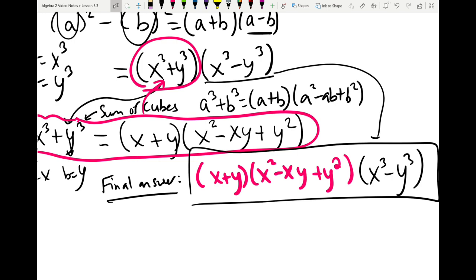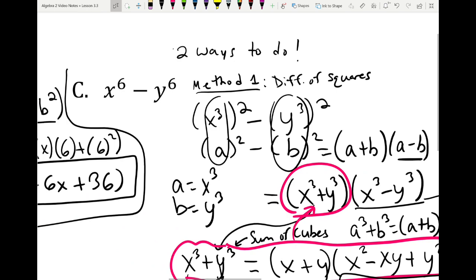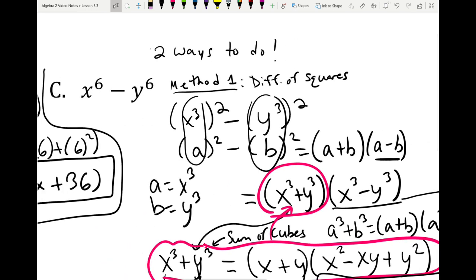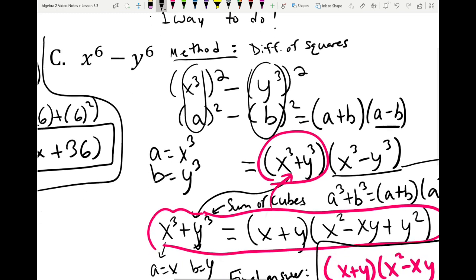I'm going to show you the second way, where you're doing the difference of cubes first, or you're doing the cubes first, and then you're doing, actually, I apologize. There's only one way of doing this. I said 2 ways. There's only one way. So you cannot do this with the sum of cubes because there's a minus sign here. So that's going to prevent you from doing that.